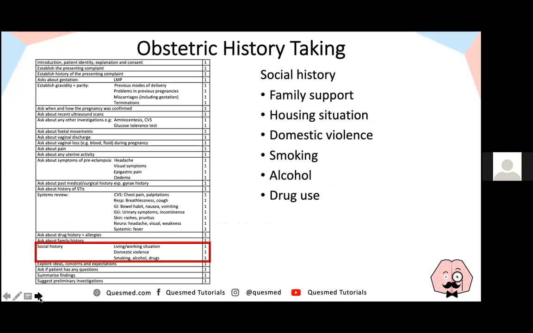And a social history is really important in a pregnant woman, because pregnancy is actually a vulnerable situation. So pregnant women are more vulnerable to domestic abuse. So we do want to ask specifically about that. And obviously we ask about what supports they've got, who's at home with them, and smoking, alcohol and drug use.